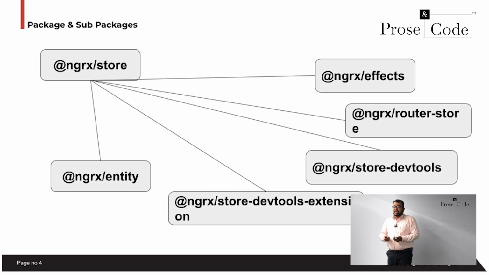This package has five sub packages, as you can see on the screen. NgRx store is the main package. It has effects, entities, router state, dev tools, and dev tool extensions.